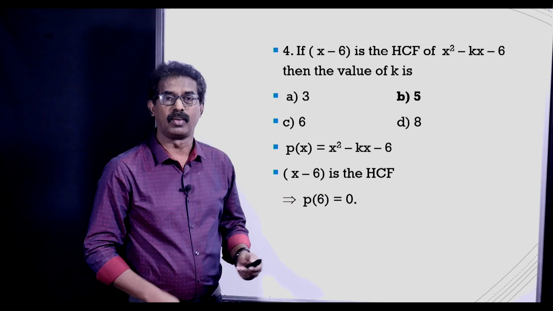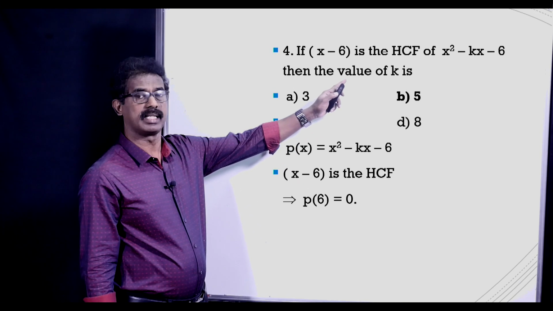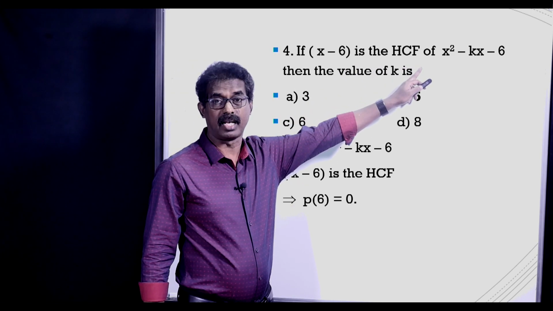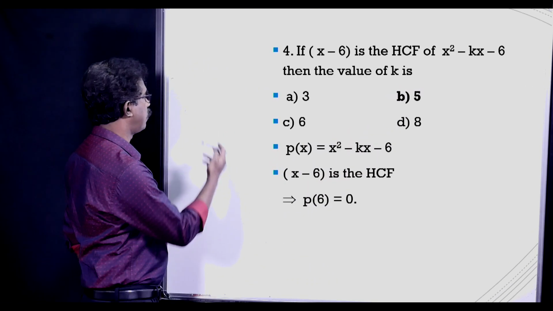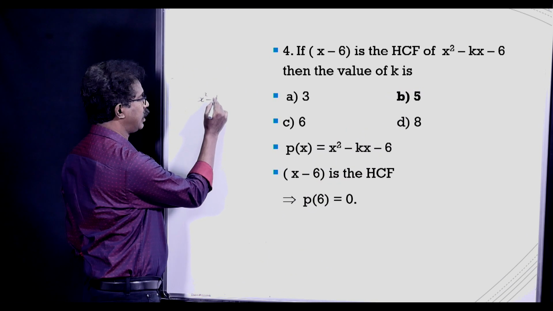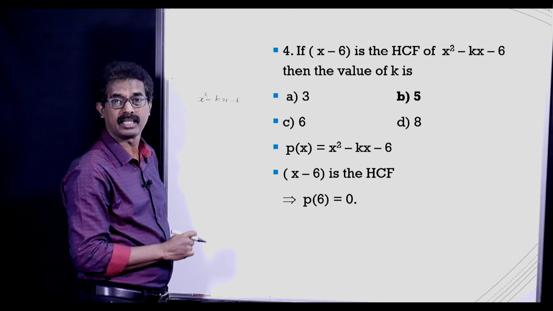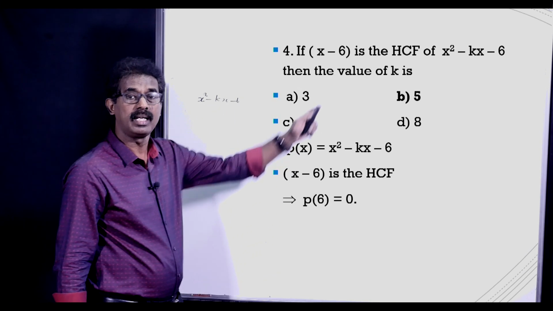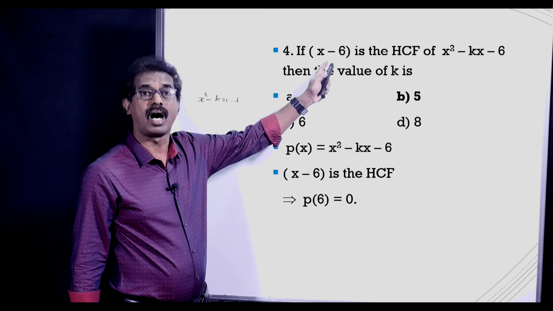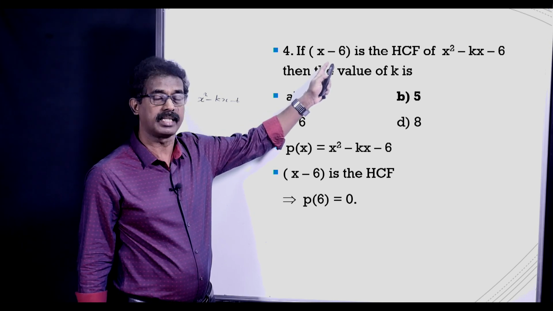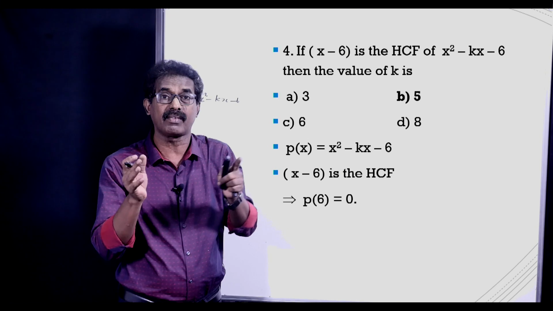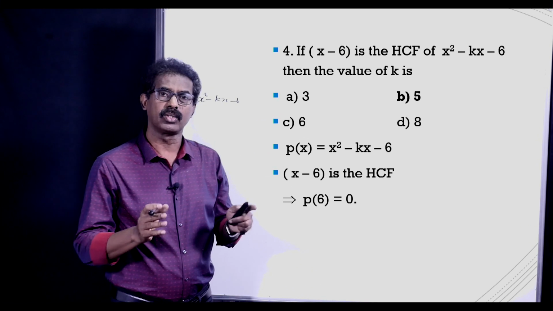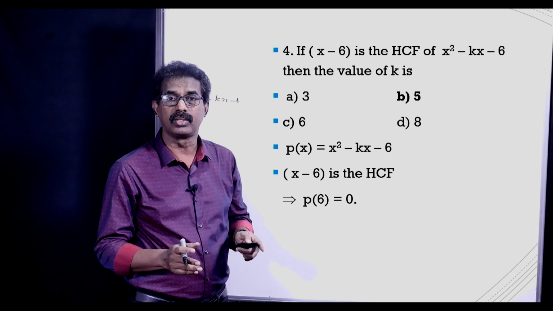Listen to that question, the fourth one. If x minus 6 is the HCF of a trinomial, which is given as x square minus kx minus 6, what they said here is x minus 6 is a common factor, the highest common factor. It is a factor. Factor means it divides exactly, right? So that means the remainder is equal to 0.